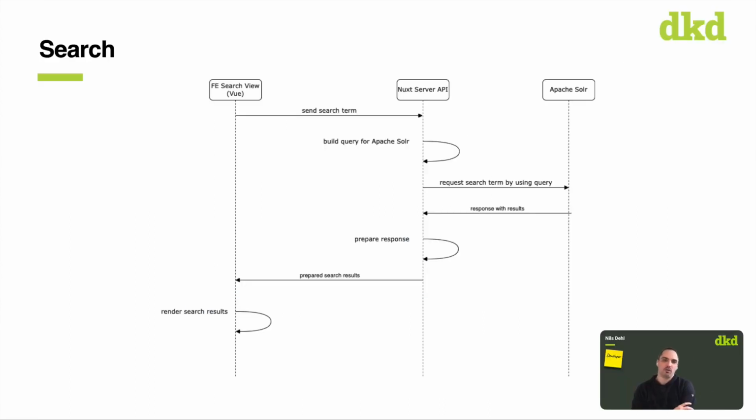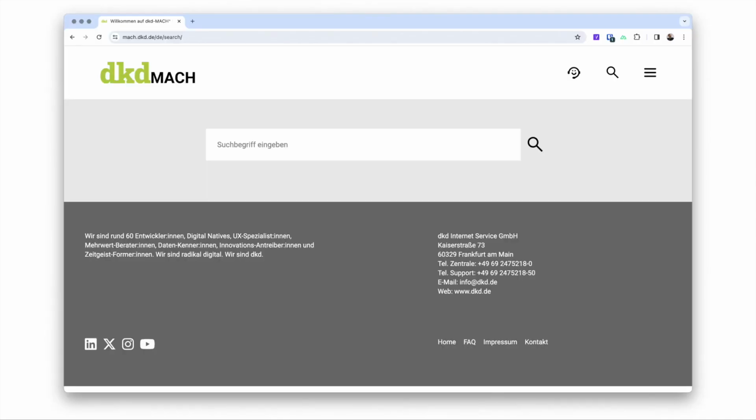So what's happening when we do the search in detail? We're starting in the user interface, in the search view with the search mask. We send the search term to the front-end server side, which is a Nuxt server API, which we will look into in a moment. The API side will build a search query, which will then be sent to Apache Solr. Apache Solr responds with the search results. We prepare the response for the user interface and send the prepared search results back to the front-end view component, which then renders the search results. So now we will look into all these parts in detail.